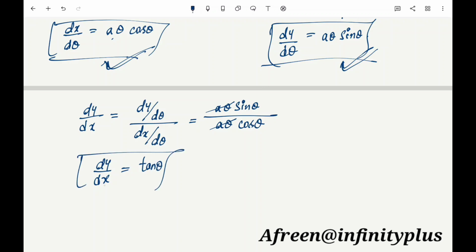Here we have got the answer for dy by dx in terms of another parametric function theta. Hence this is called the solution of parametric functions. So let's move on to the next sum.